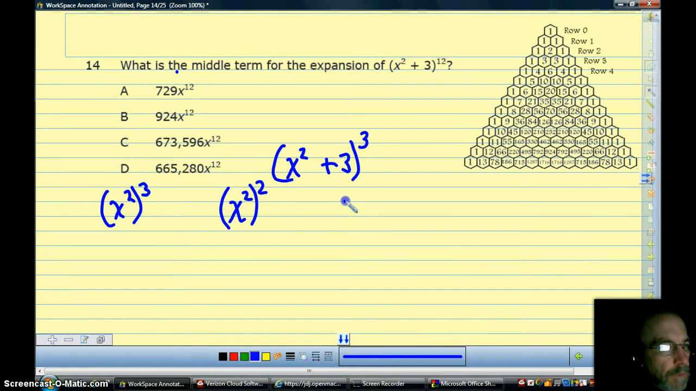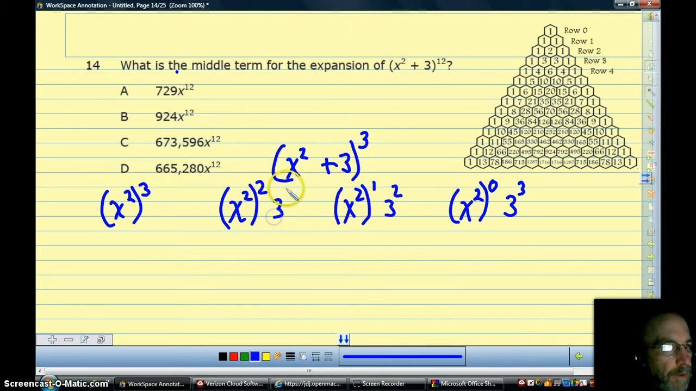and then be x squared to the 2nd, x squared to the 1st, and x squared to the 0. Then we would take the 3, and we would start from right and work left. 3 to the 3rd, 3 to the 2nd, 3 to the 1st, 3 to the 0. And then we would take a number from Pascal's triangle.